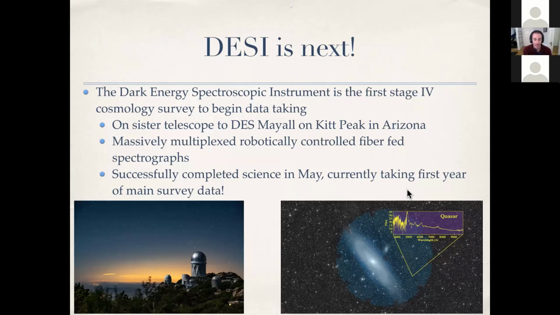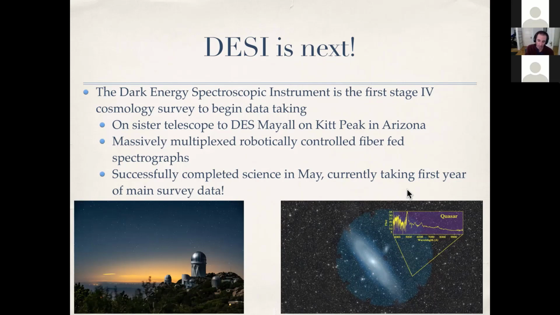And this is a very different survey. It's a massively multiplexed, robotically controlled, fiber-fed spectrograph. That's a mouthful. But basically, we're going to be getting 3D positions of galaxies for about 30 million galaxies out to redshift above redshift 2. We've successfully completed science verification in May, and we're currently taking the first year of our main survey data.